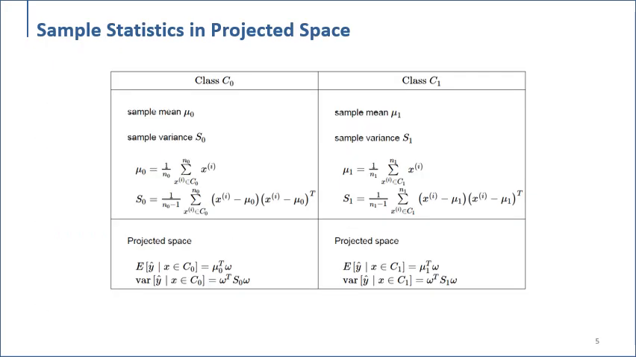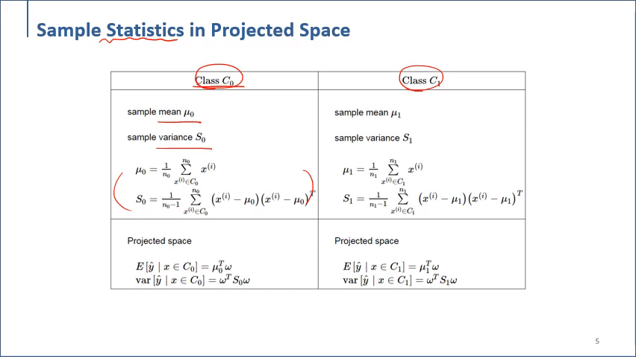And to calculate the line omega, we need to consider sample statistics in the projected space. So let's say for the data we have two classes, class C0 and class C1, and the data is going to be projected on the line omega. For class C0, let's say we have sample mean mu0 and sample variance S0. Then the sample mean and sample variance can be calculated like this, as we learned in the last lecture.